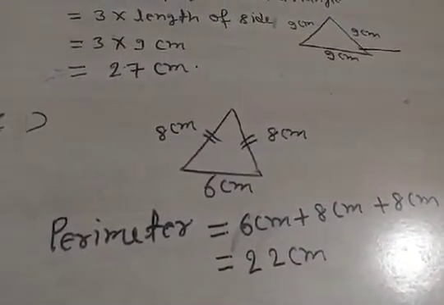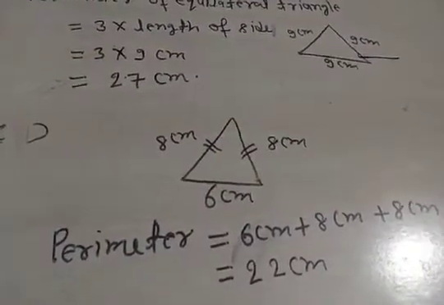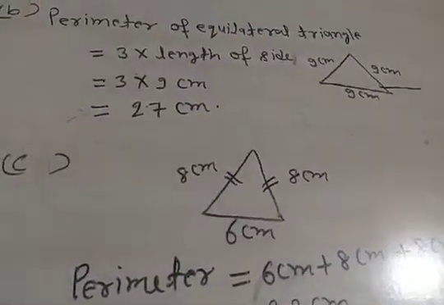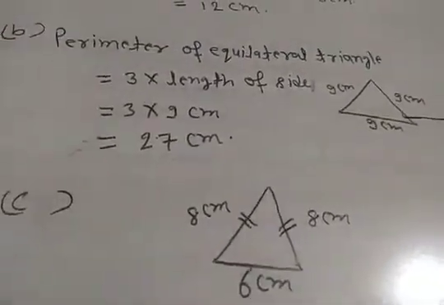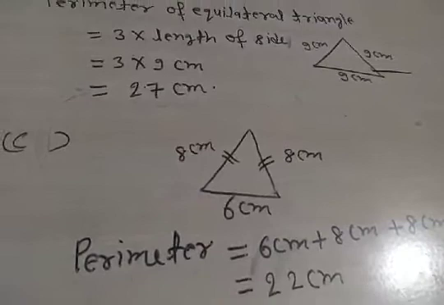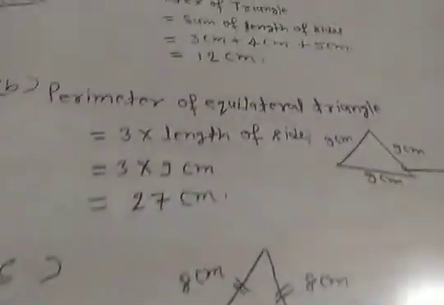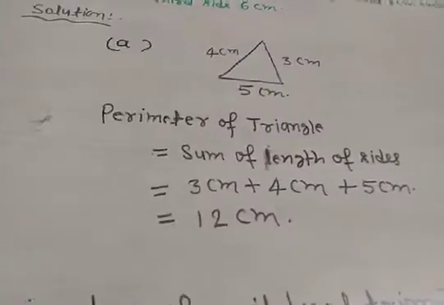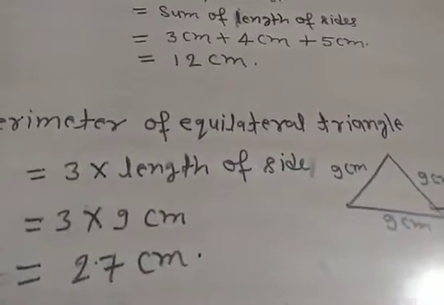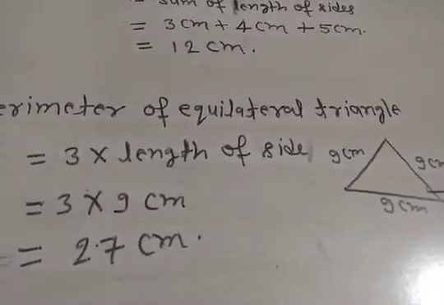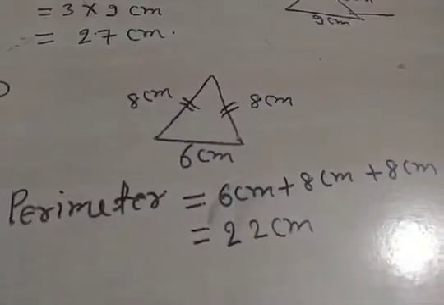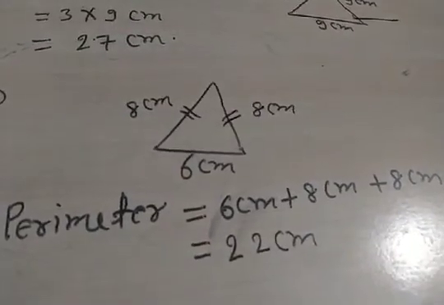I hope all of you understood how to find the perimeter of any triangle, isosceles triangle, or equilateral triangle. For any triangle, the perimeter is the sum of the lengths of the sides. You can use any formula. But the equilateral triangle is special, so we use the formula 3 into length of side. For an isosceles triangle, the perimeter is the sum of the lengths of the sides.